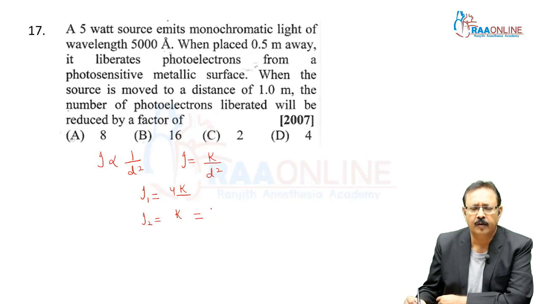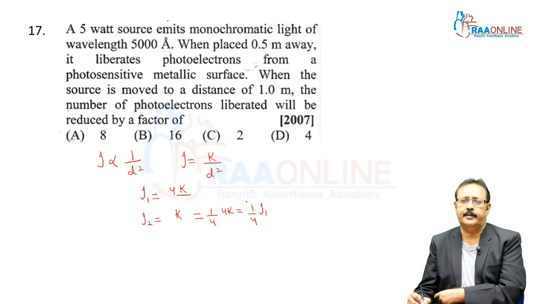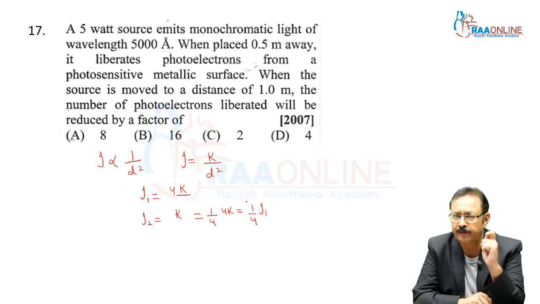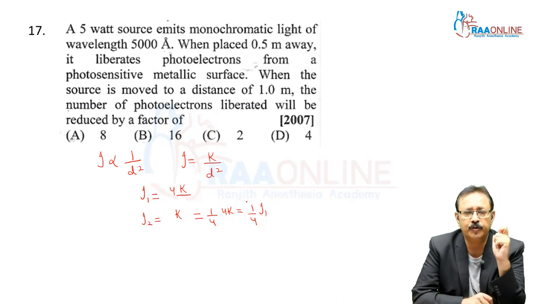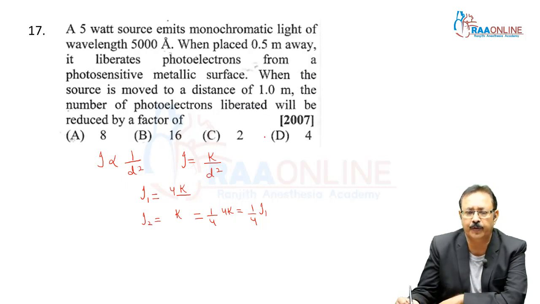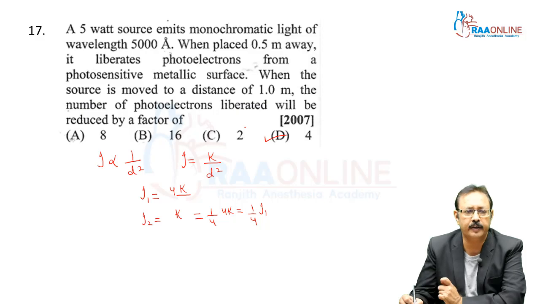Means 1 upon 4 of 4k. Means 1/4 of the previous value. So what you did there, you made intensity 1/4. So now 1/4 photons are moving toward the metallic surface, so they can eject only 1/4 electrons. So photoelectrons liberated will be reduced by a factor of 4. So we will go with option D.